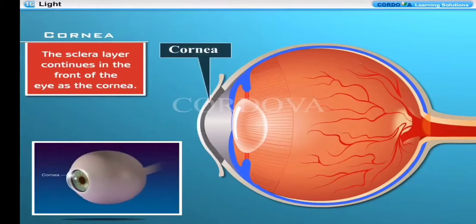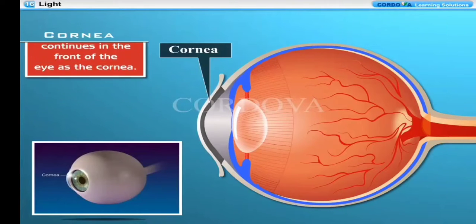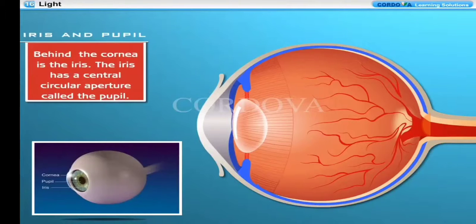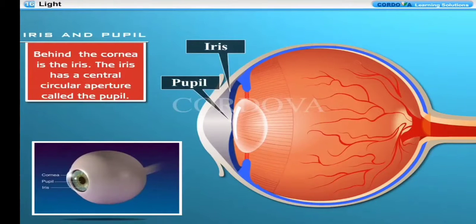Cornea. The sclera layer continues in the front of the eye as the cornea. This is a transparent white portion of the eye, which covers the transparent bulge on the surface of the eyeball. It allows the light to enter the eyeball, iris and pupil. Behind the cornea is the iris. It lends color to the eye. The iris has a central circular aperture called the pupil.